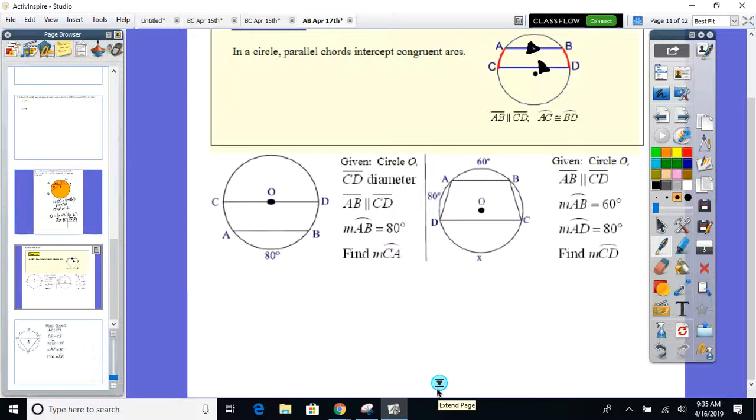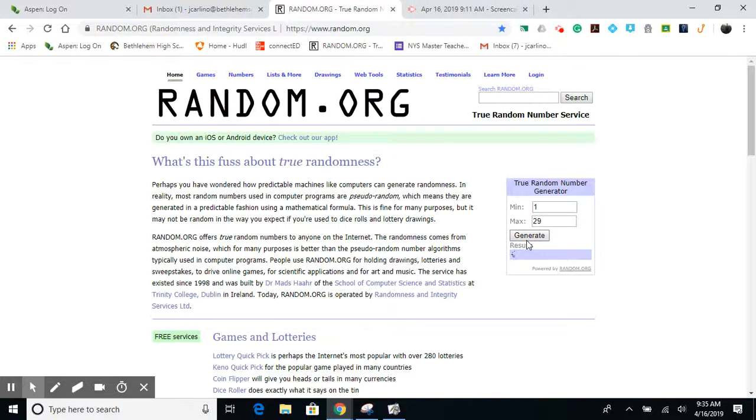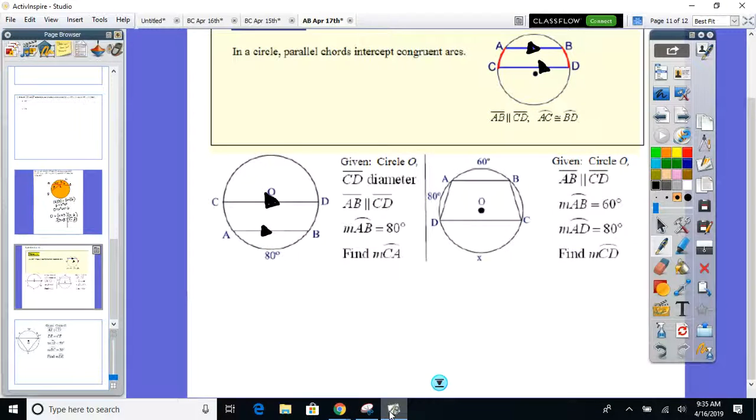CD is a diameter. AB and CD are parallel. Using this new theorem, tell me the two arcs that are congruent. What two arcs are congruent? If two chords are parallel, the arcs in between are congruent. Nice job.